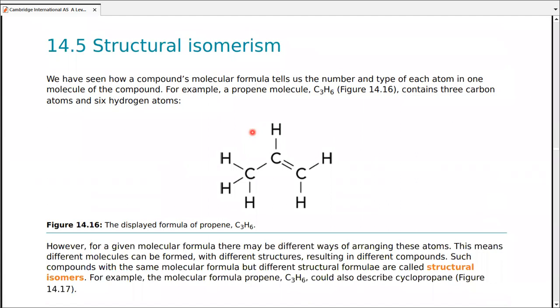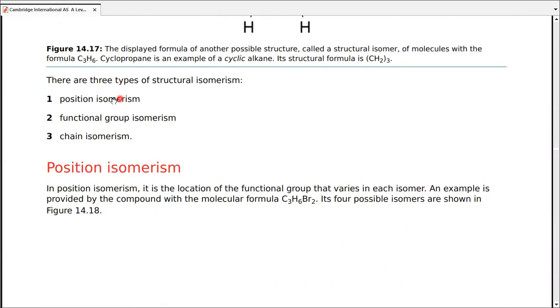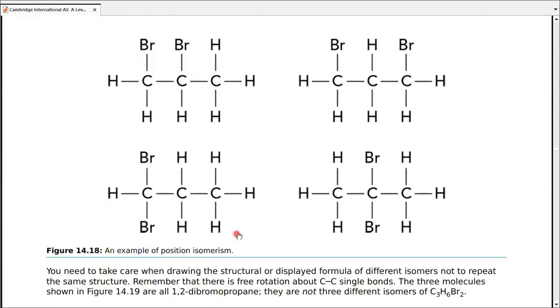This is the first type itself, and this is further bifurcated into three types: position, functional group, and chain isomerism. Position isomerism is simple. It's all about the location of the functional group. The functional group may be present at a different carbon atom in the same compound. It would then be position isomerism.